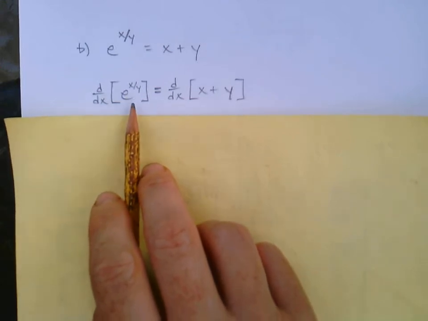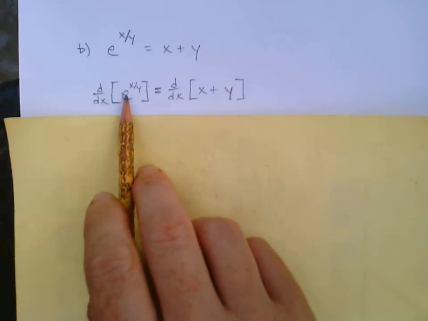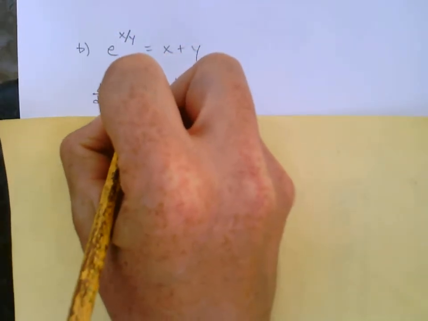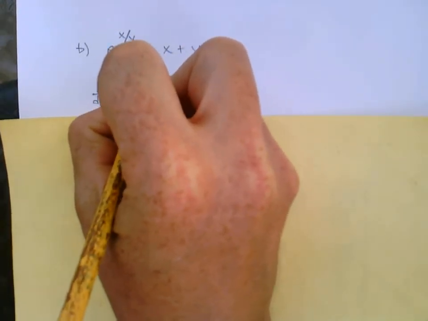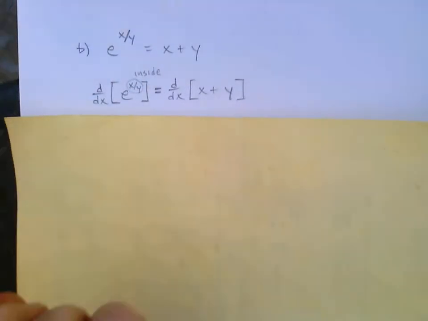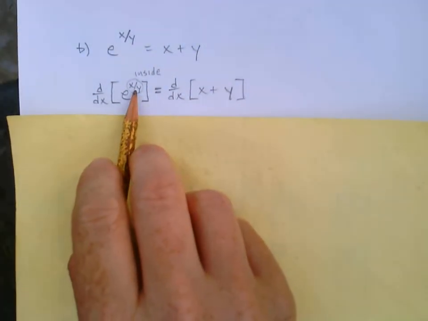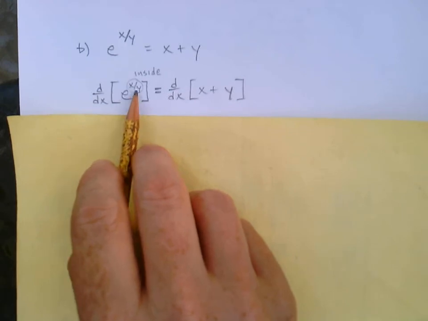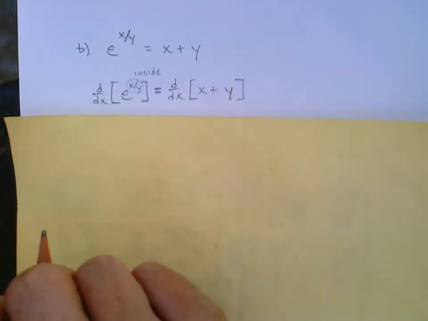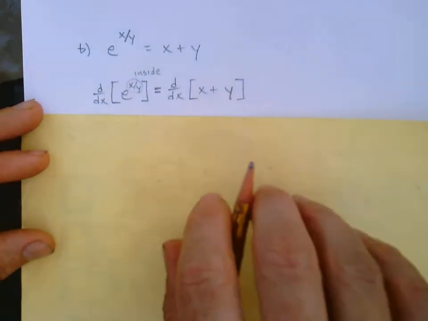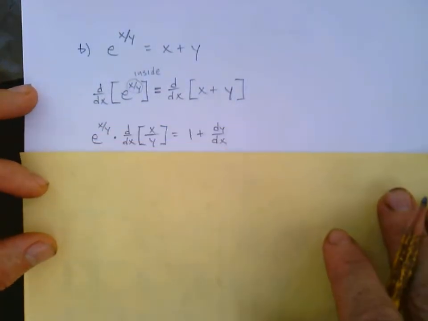There's a chain rule, right? We have e raised to the x over y. So this is going to be an inside, where the e is the outside. And then think about the derivative of the inside, x over y. That's a quotient. Oh man, okay, all right. I'm going to take it one baby step at a time. Here's what I'm going to write next.